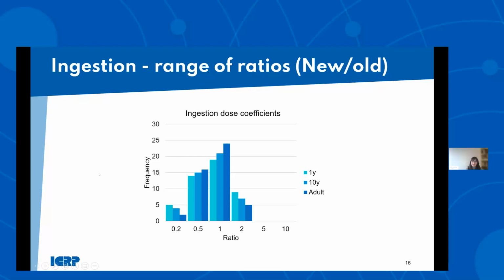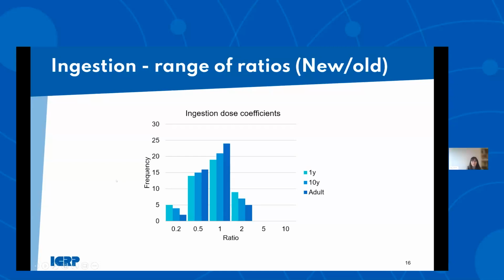So this histogram, and I know it's not a true histogram, but I couldn't get Excel to play ball. This is showing the results for ingestion dose coefficients, and I've just picked out 3 age groups here: 1 year, 10 year, and adult. And it's reassuring to see that most of them are clustered around 1, meaning no change to the dose coefficient. We expect to see changes either side with the amount of changes that we've included within the new data sets, and a few outliers too.